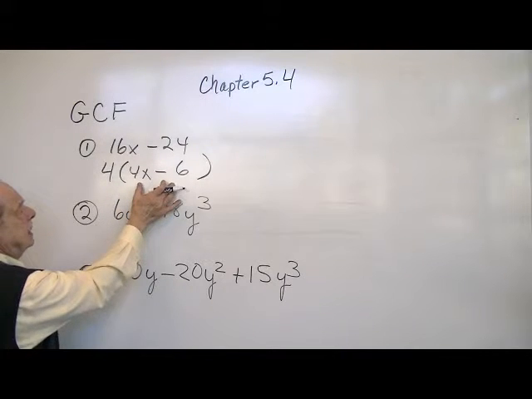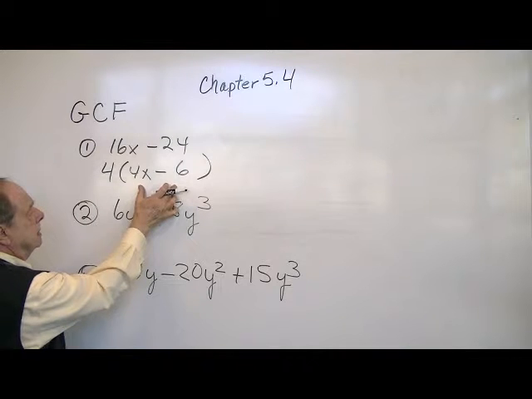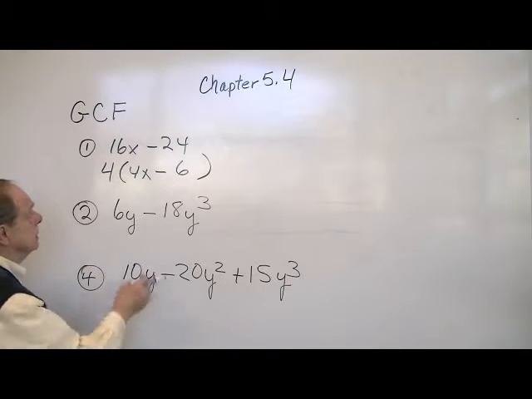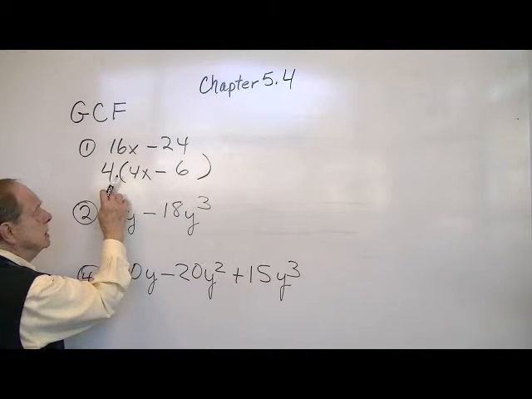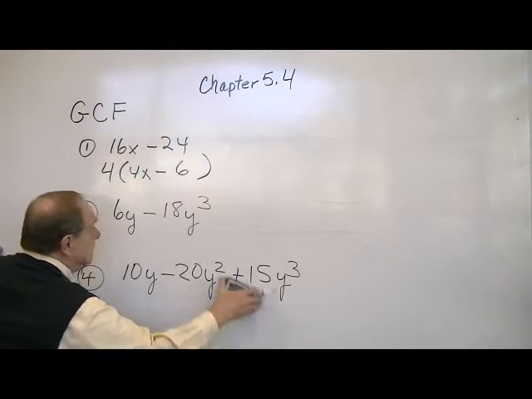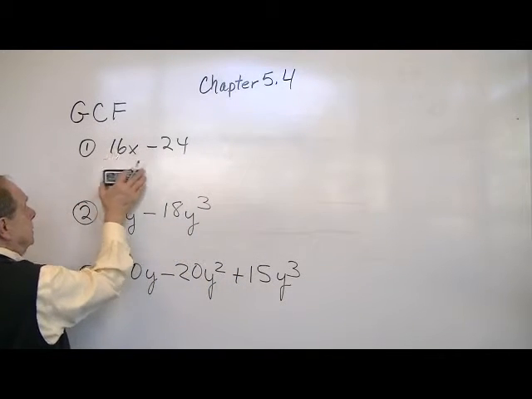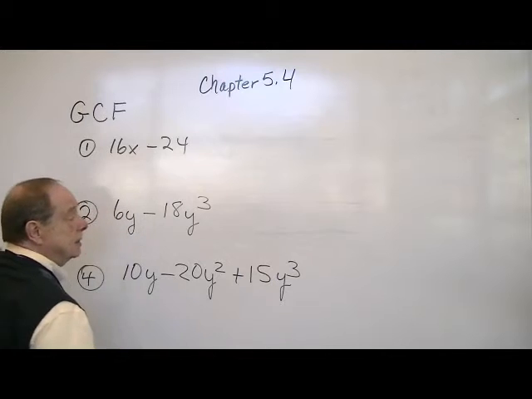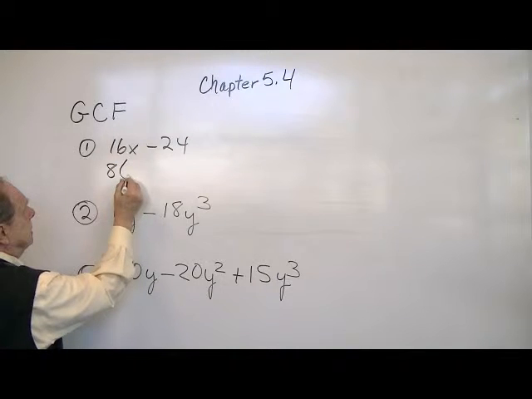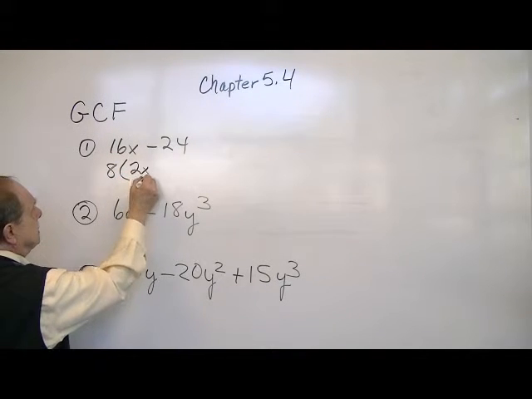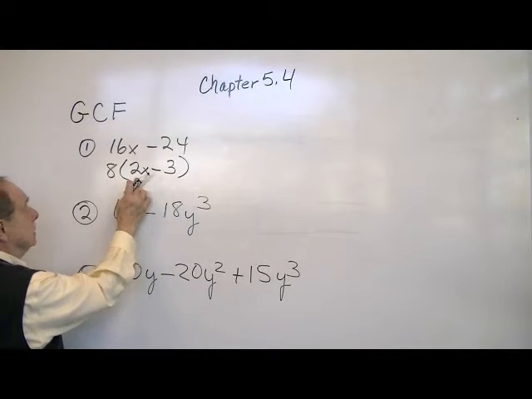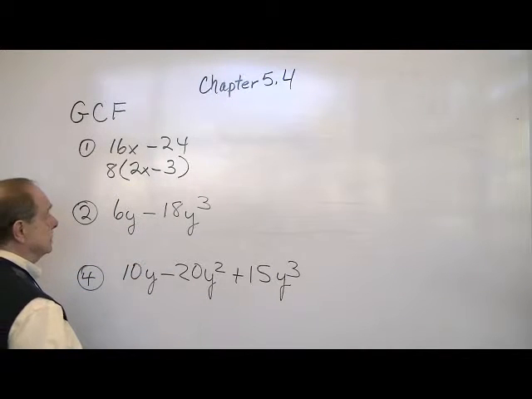And notice what I have left in the parentheses here, that there's still something I can factor out of there. So if you get something like this, then you didn't take out the greatest common factor. So that would be incorrect. Even though you did take out a factor, it wasn't the greatest common factor. So the greatest common factor is actually 8. So this will give you a 2x minus 3. And now what's in the parentheses, there's no more common factors.